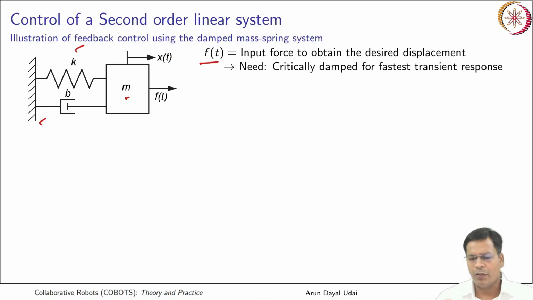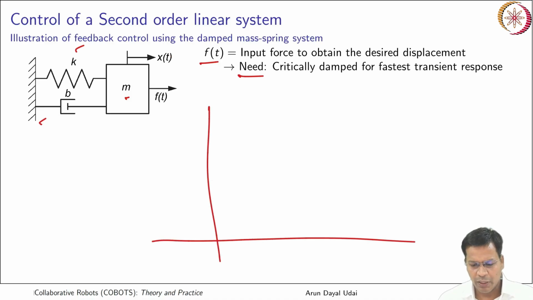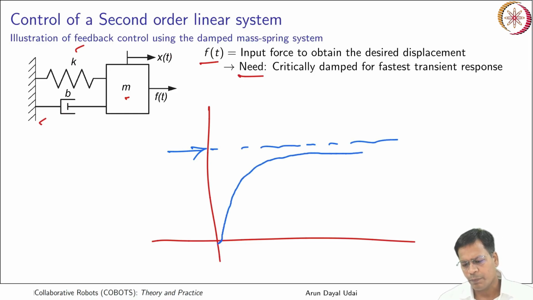What we need now is a critically damped system for faster transient response. If I have commanded a joint to go to a particular place, let's say this one, if it starts from 0, it should immediately go like this and almost reach the desired commanded position. So this is your commanded position, or the desired position.